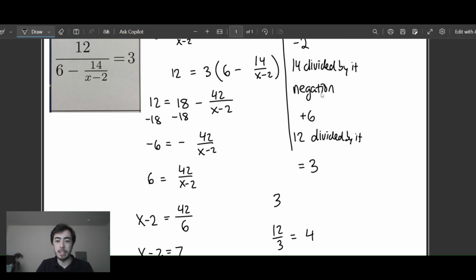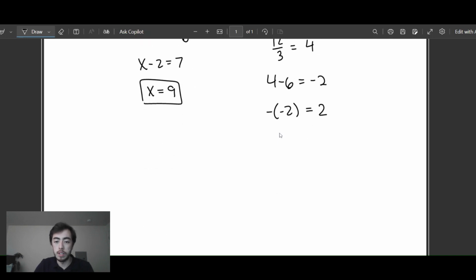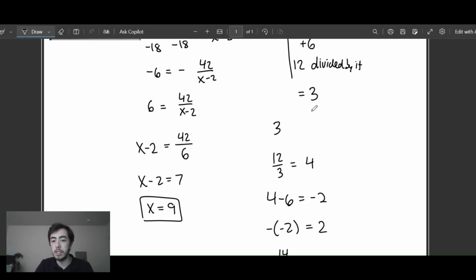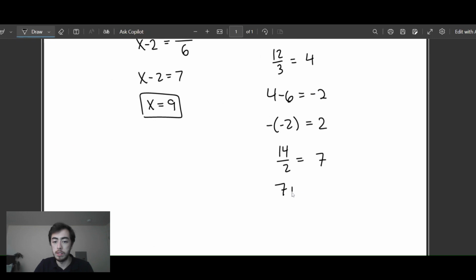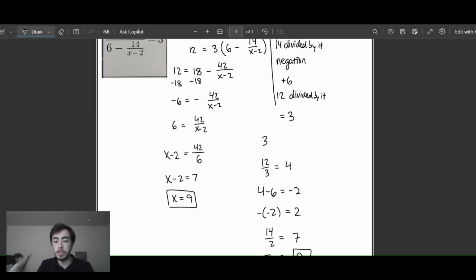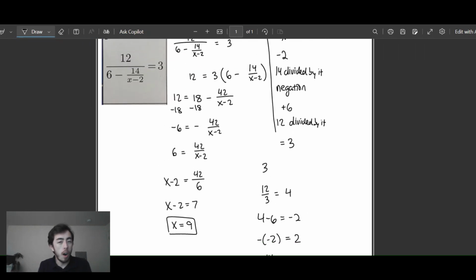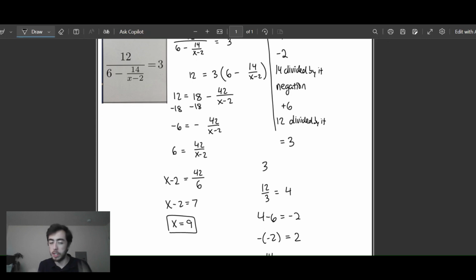14 divided by it. So I need to do 14 divided by 2, which is 7. And then finally, to undo a minus 2, I'm going to do a plus 2. 7 plus 2 is 9. And that's the same 9 that I had before. So the steps that I just took here are algebra steps, just like I did before. But it's a different way to think about it.